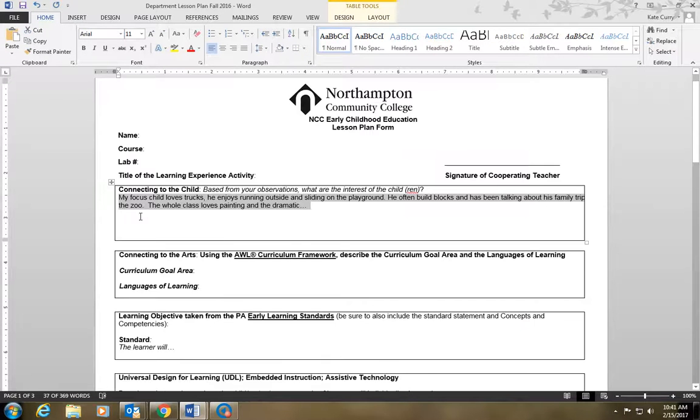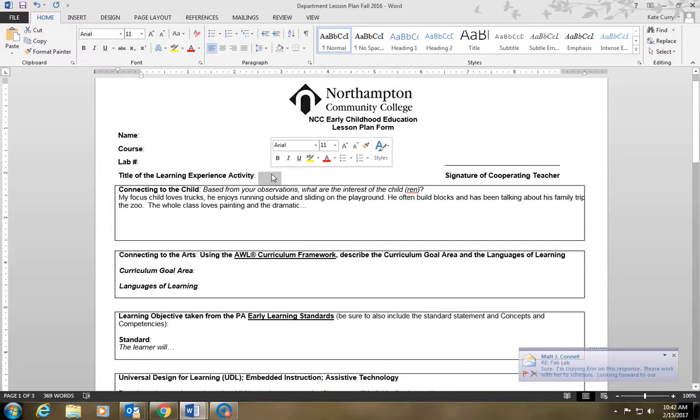If children are interested in blocks and trucks and you plan for them to make smoothies, what's the connection? I don't see any connection about their interests and needs and abilities to what your plan is. Your plan should always be linked to the interests, needs, and abilities of this class, and they should be explained here.